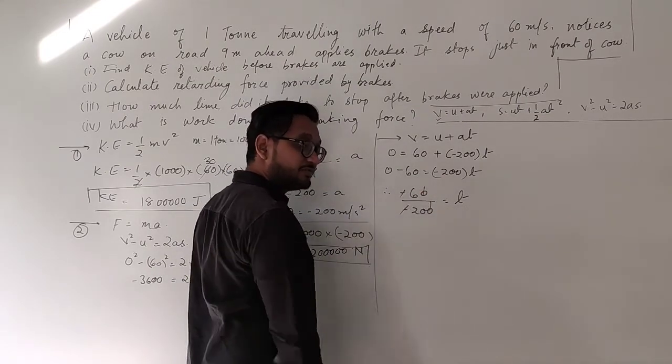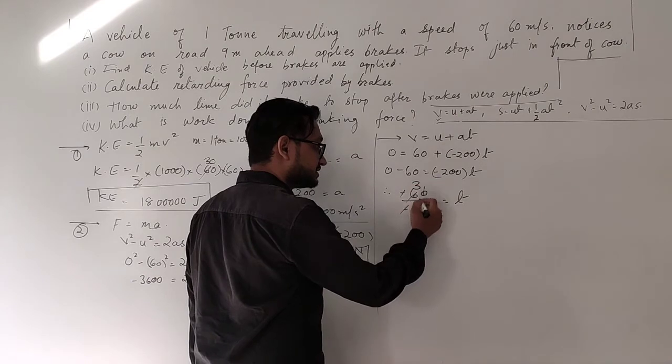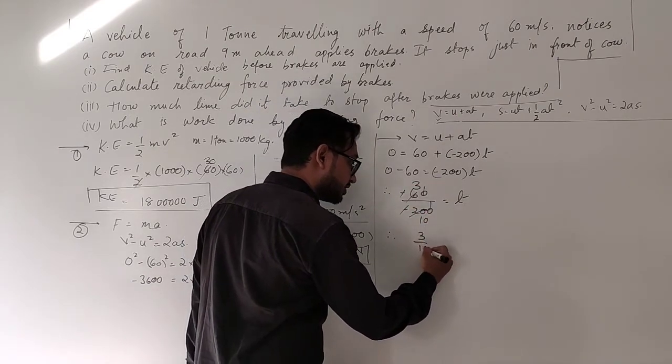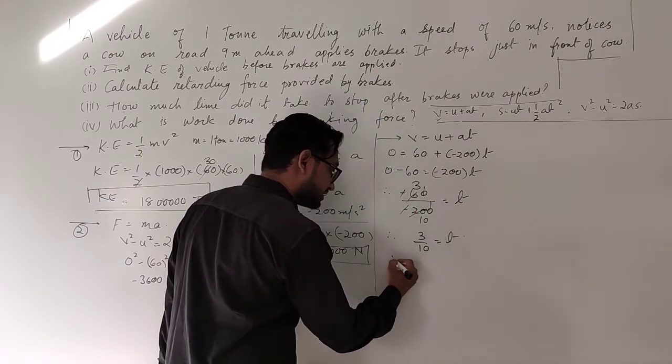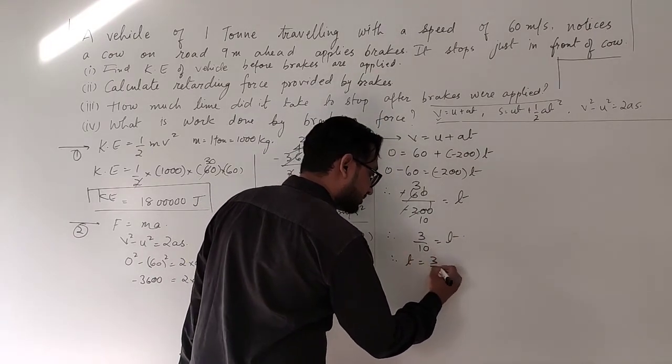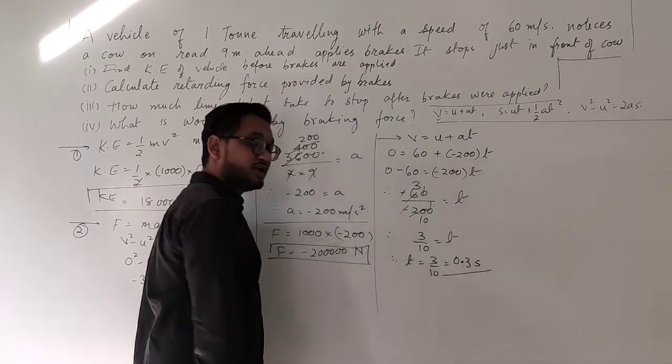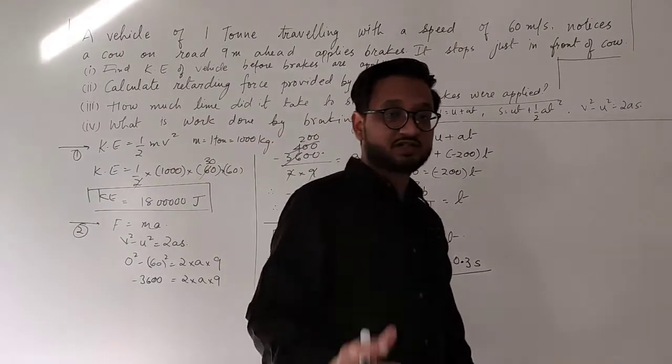6 and 20 can be simplified. 2 3s are 6, 2 10s are 20. So what we have remaining is 3 upon 10 equals t, or I can write t equals 3 upon 10, which is equal to 0.3 seconds. So the vehicle stops in just 0.3 seconds.